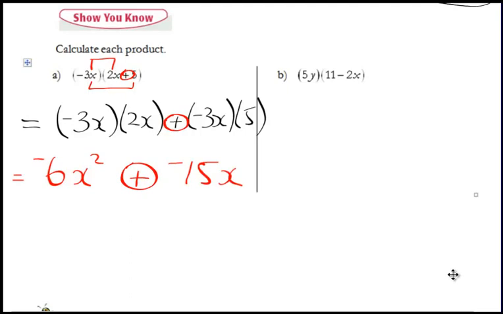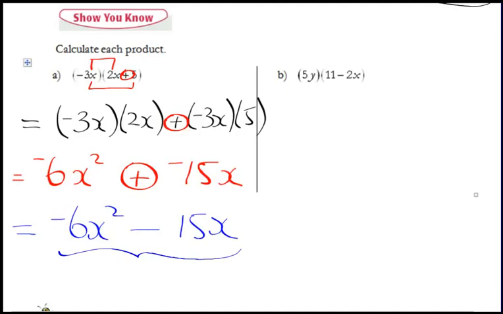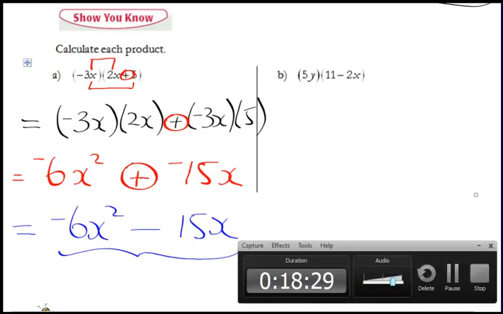Now, what we've got there is correct, but what's another way that we could also write that? We could also express that as negative 6x squared, and remember, addition is the same as subtracting the opposite, so minus 15x. So probably more commonly we would see it written with the subtraction rather than with the plus negative. Okay, pause the tape and have a go at number B.